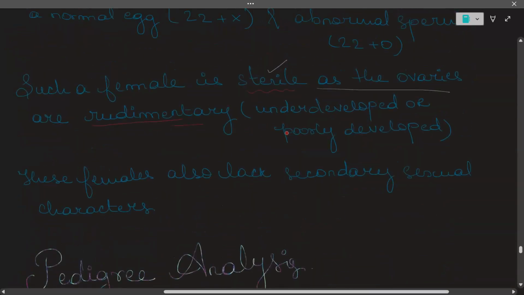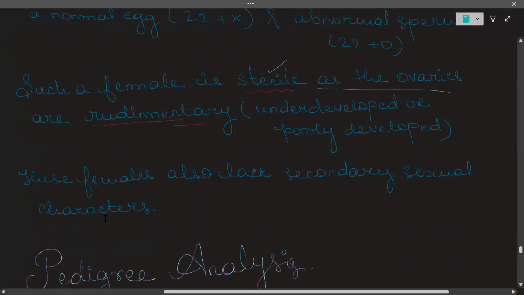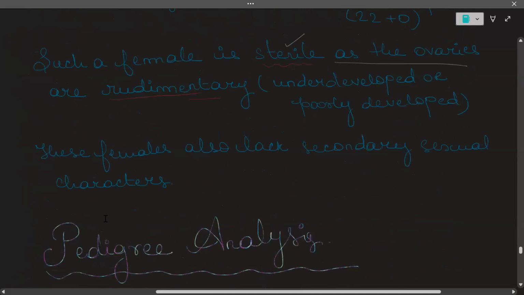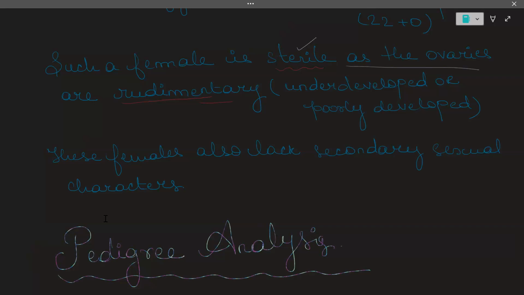In both of these conditions, Turner syndrome will take place. Talking about these females, they are also sterile. Why? Because their ovaries are rudimentary. Rudimentary means they are poorly developed. They are not proper, there is no development in the case of ovaries. And apart from that, these females also lack secondary sexual characters, meaning those characters that are responsible for forming a female-like appearance.